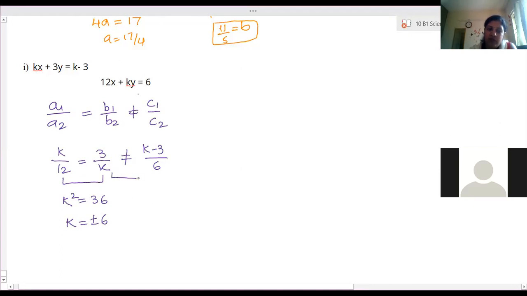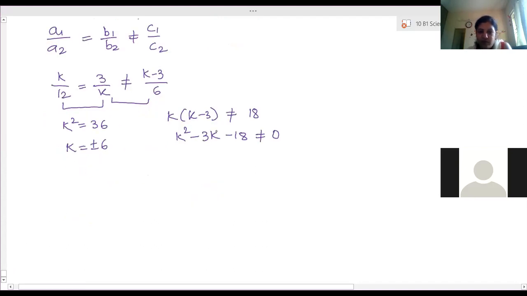But when we equate the not equal to part, K into bracket K minus 3 is not equal to 18. So K square minus 3K minus 18 is not equal to 0. Clear this one? Same goes for the equal to part. What you are doing, the same thing you have to do.